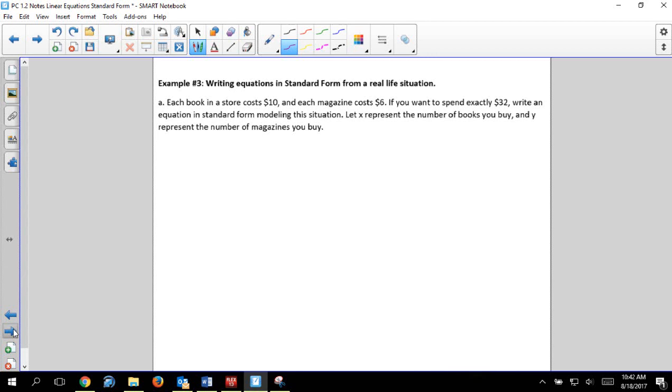All right. So we're going to read. Oh, by the way, all you have to do is write the equation. You don't have to do any solving. All you have to do is write the equation in standard form. So each book in the store costs $10. Each magazine costs $6. If you want to spend exactly $32, write the equation in standard form, modeling the situation. Let x represent the number of books you buy and y represent the number of magazines you buy. So we're going to have 10 multiplied by the number of books plus 6 multiplied by the number of magazines equals a total of $32. And that's all you have to do for now.